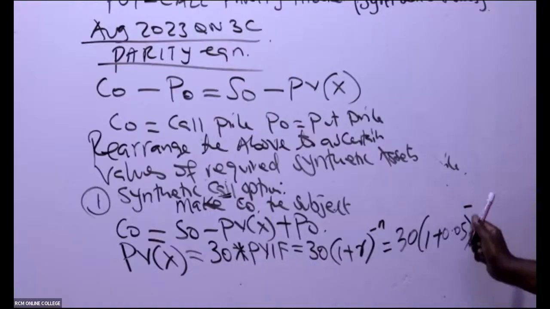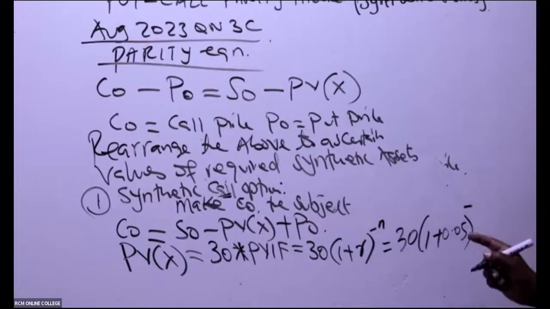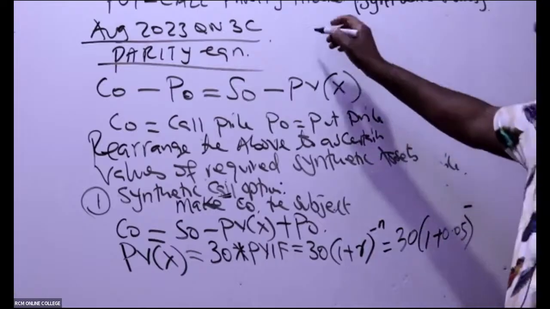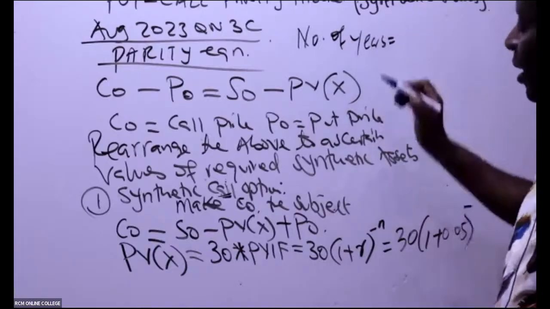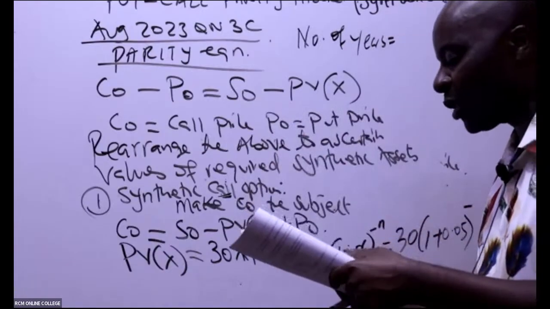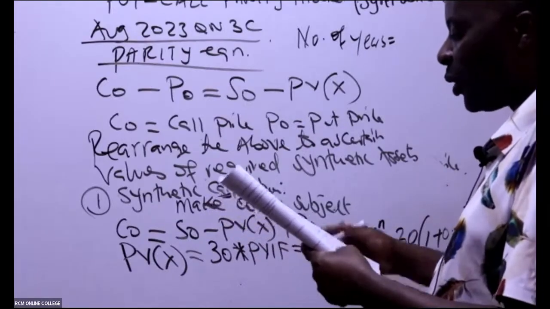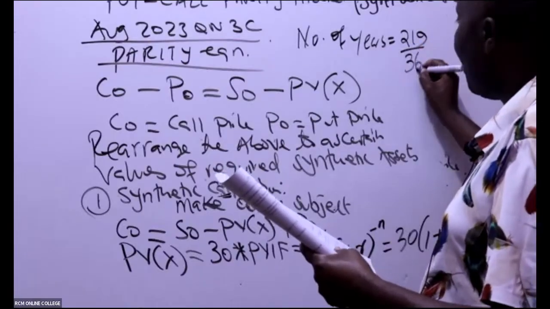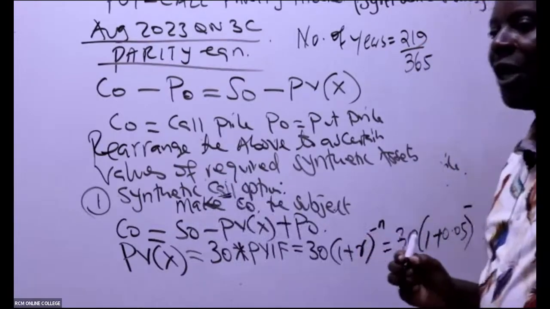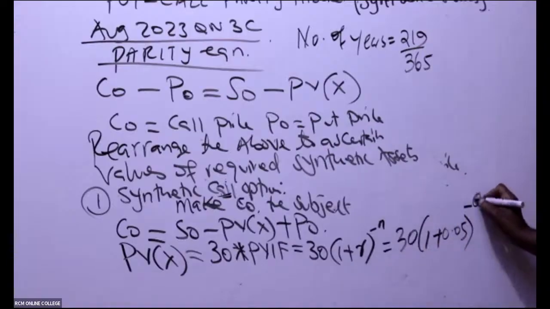In most cases, in this kind of question, they'll give you the number of days, so I want this to be the number of years. Is there somebody who is able to give us the number of years? Very easy. I can see the number of days to expiration, which is 219, divided by 365 days in a year. So then raised to 0.6.